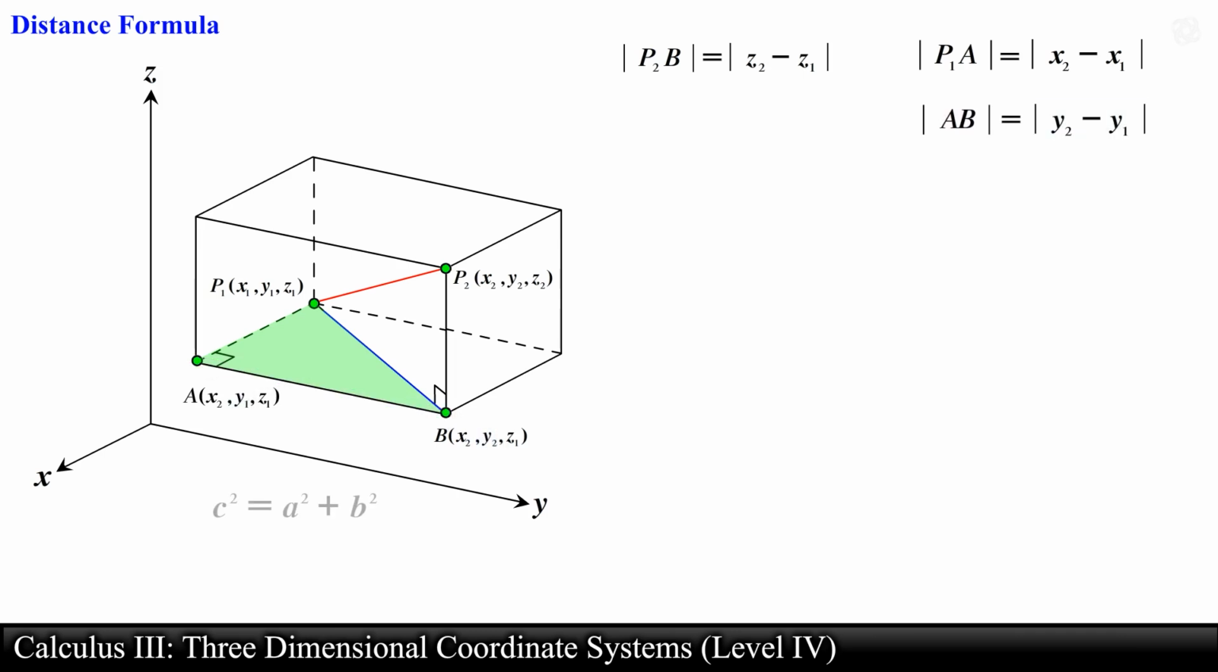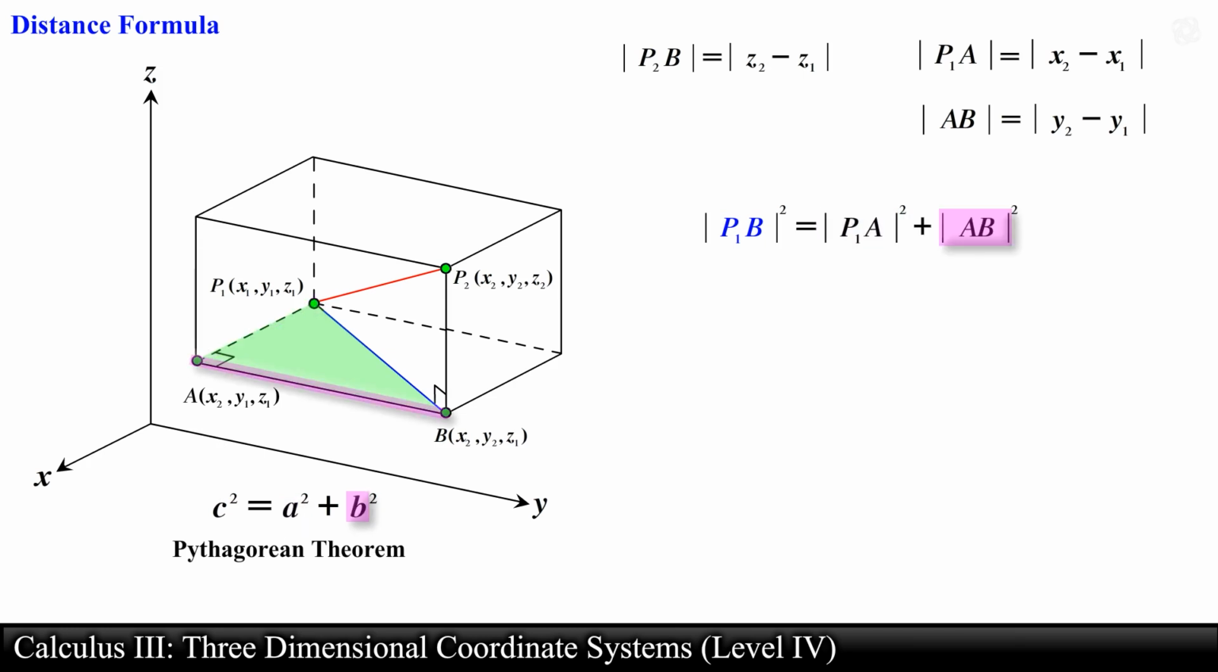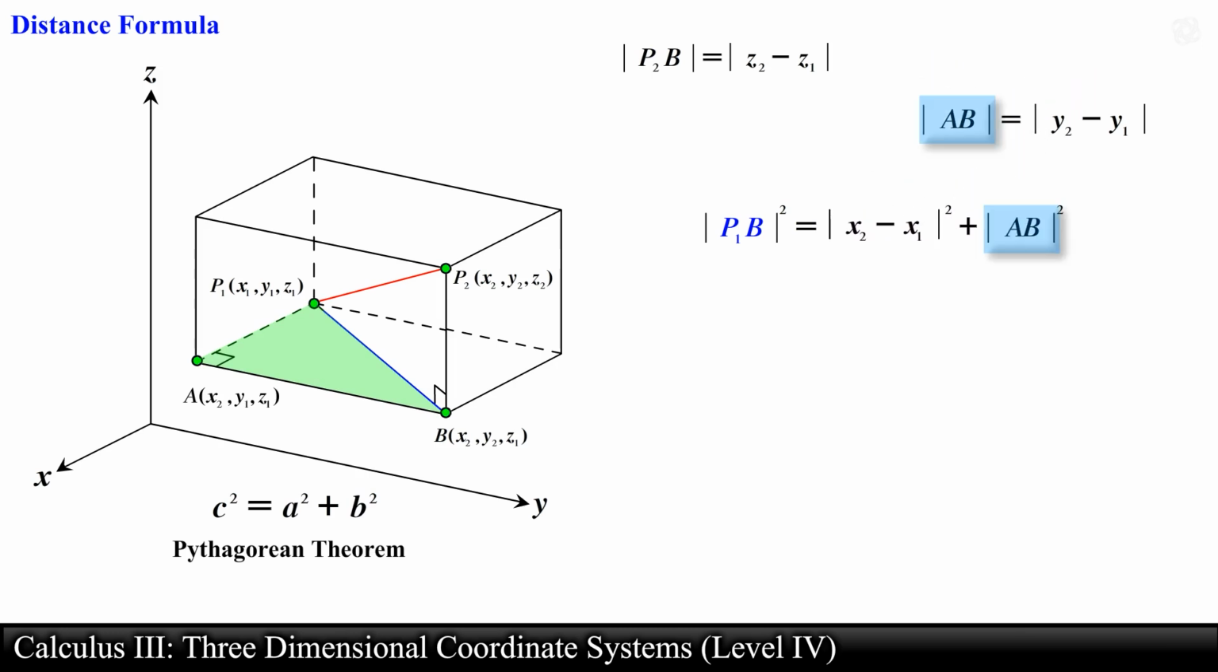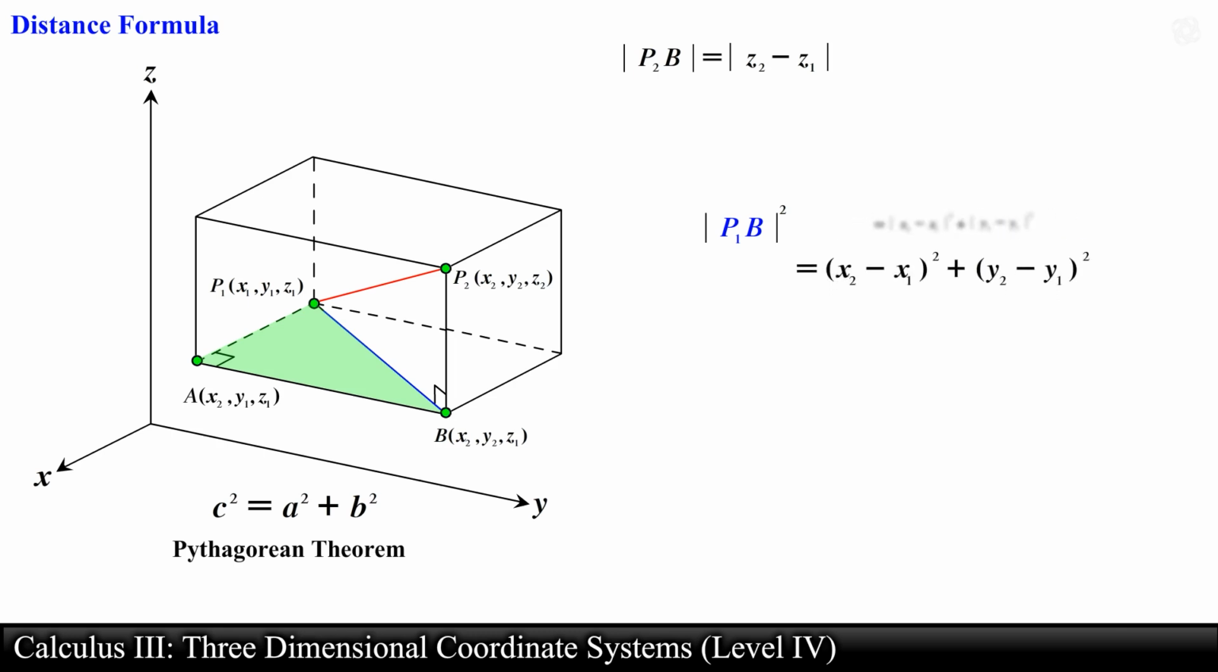So now, we essentially have to apply the Pythagorean theorem to find the length of the blue line. The relations are as follows. The length of the blue line segment squared has to equal the length of the line segment between point 1 and A squared plus the length of the line segment between point A and B squared. We know the length of the line segment between point 1 and A. It is equal to the absolute difference of their x coordinates. And we also know the length of the line segment between point A and B. It is equal to the absolute difference between their y coordinates. Simplifying the expression, we have the following.